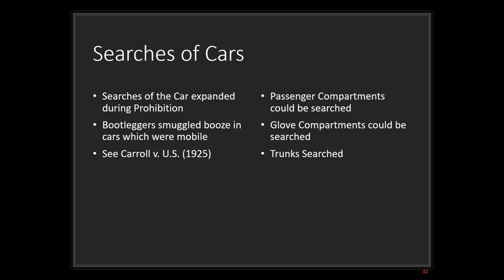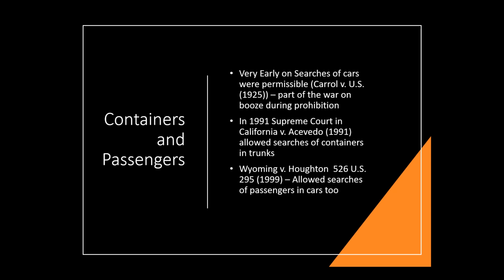And remember, we have a very, very conservative court in the 1920s. You're coming off of the Hughes court, and you've got a very strong law and order court in that regard. About your containers and passengers, like I said early on, because of the Prohibition, these searches were expanded. And this has kind of continued. We see in California versus Acevedo, 1991, we allow searches of containers and trunks. And in Wyoming versus Houghton, in 1999, we allow searches of passengers too. So it's very, very broad.